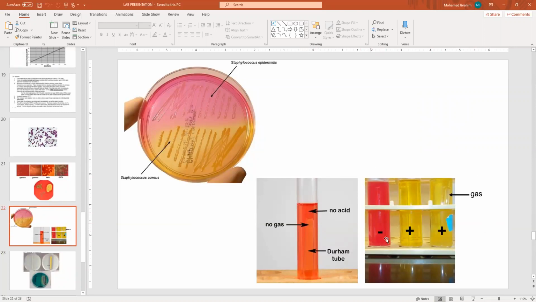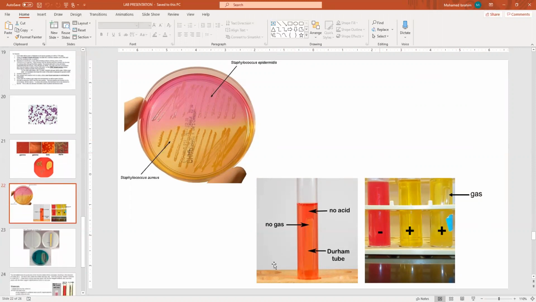So here you have several different scenarios for your result. If there is no change in color, it means that the fermentation is negative for that particular sugar. Bacteria cannot use the sugar. If it is changing color to yellow, it means that the bacteria can ferment the sugar. If it can change color and give gas, it means that the bacteria ferment the sugar and also produce gas that you can see in the Durham tube. So again, this is a very, very important slide that you need to know.